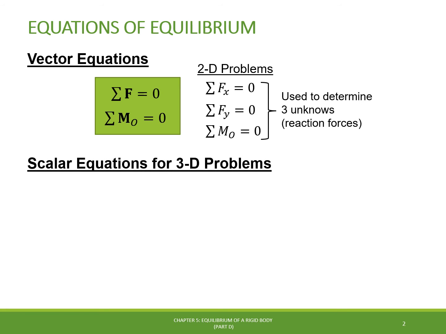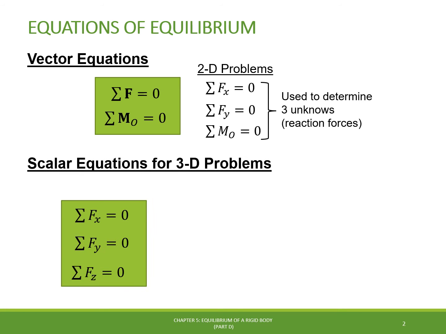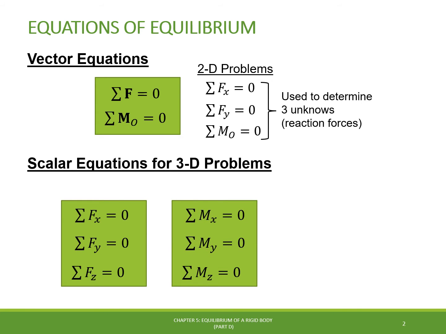For three-dimensional problems, the vector equation above will be extended to three scalar equations for the equilibrium of forces acting on the body in the three directions, plus three other scalar equations for the equilibrium of the couple moments acting in each direction of the body. That totals 6 equations to be used to determine 6 unknown reaction forces acting at the support of the body.